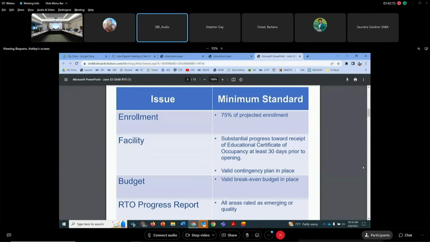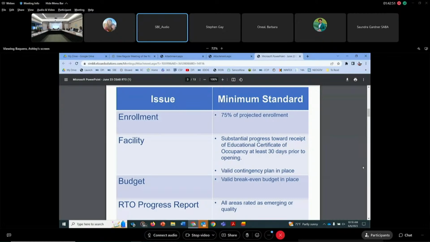I have them all come towards the end of this, presenting on their enrollment at 75%, their facilities, and some updates regarding their ECOs, regarding their budgets that they've all submitted for RTO2, and their progress as of today. Data coming in even last night at 9 p.m.